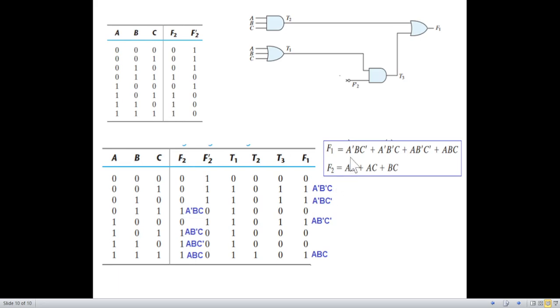A, B dash, C here, A, B, C dash, A, B, C dash, and similarly all these. But F2 has a different format than what is given here. Now for this to match, we have to take help of the K-map. And so this is the K-map. We have A, B, C. So we just plot A dash, B, C. A dash means 0 and then B, C are 1.